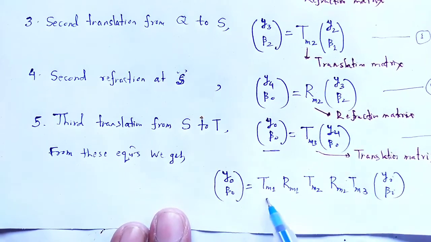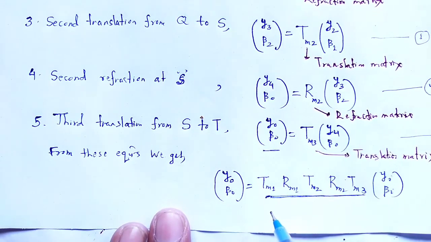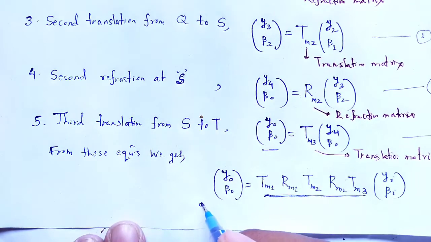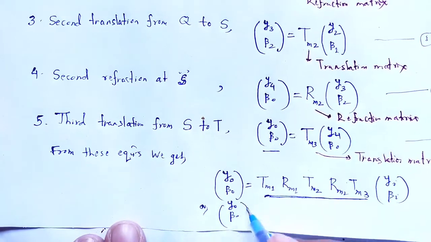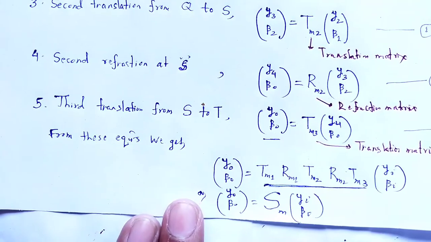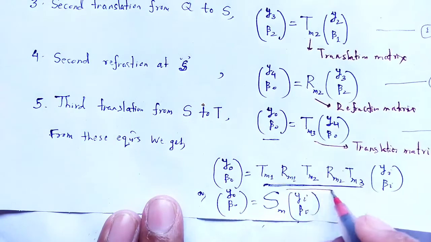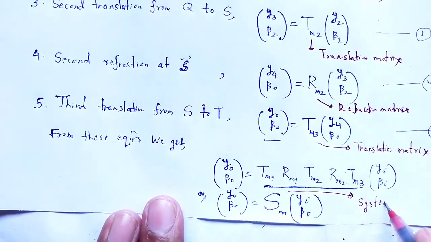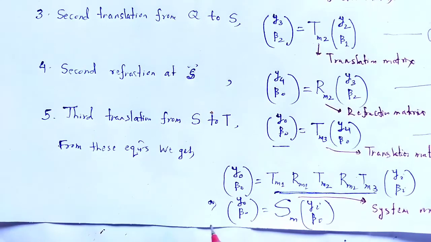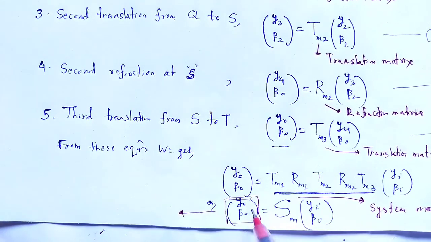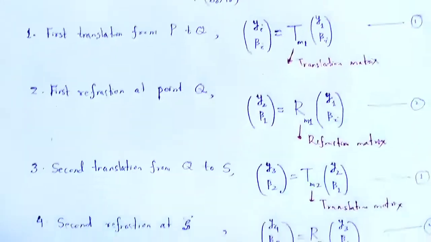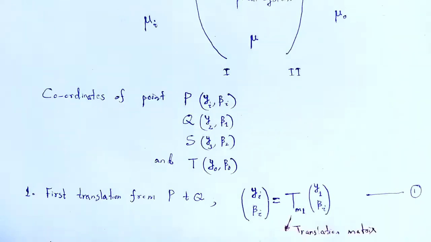Look here, that entire matrix is known as the system matrix. Here y0 beta 0 is equal to Sm yi beta i. Here that Sm is known as the system matrix, that is the combination of translation matrix and refraction matrix. So we can write y0 beta 0 is the output one and yi beta i, that is the input one.